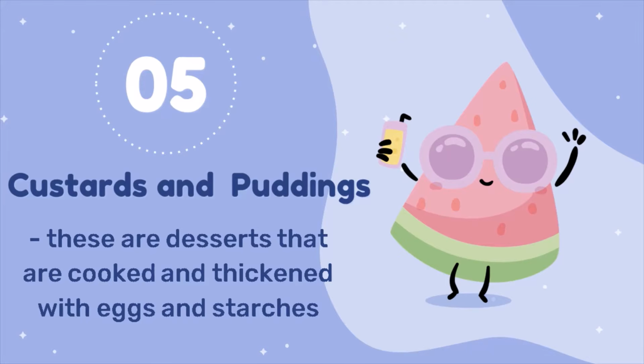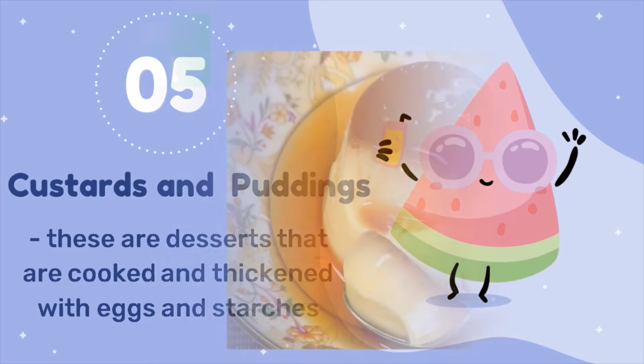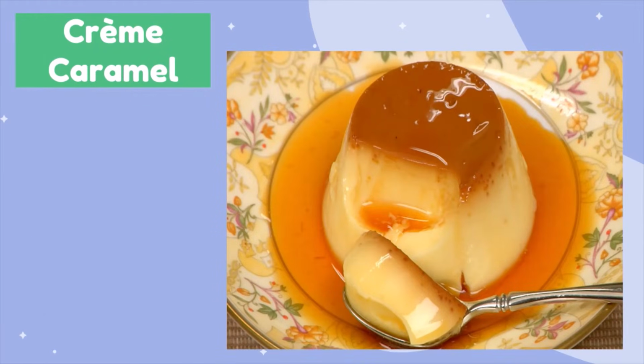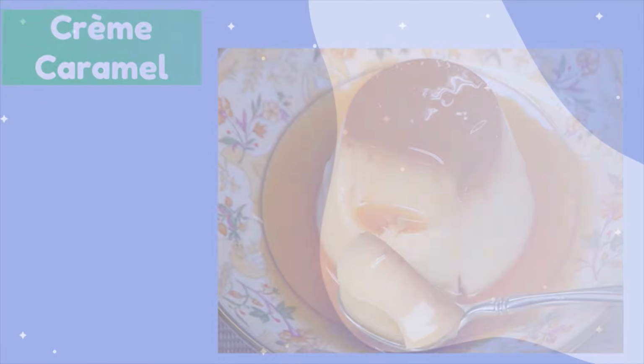Five. Custards and puddings. Creamy custards and puddings typically include a thickened dairy base. The thickener used determines whether it is custard or a pudding. Generally, custards are cooked and thickened with eggs. Puddings are thickened with starches.